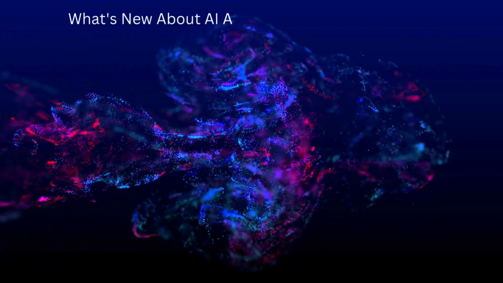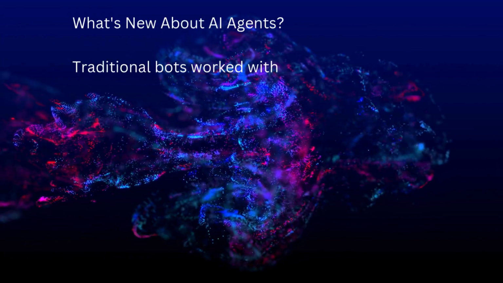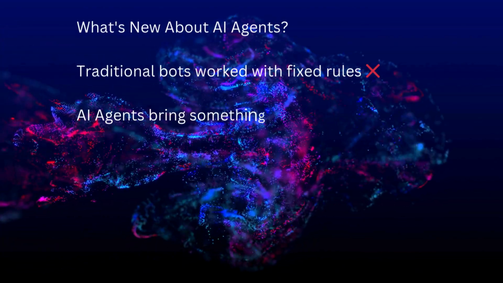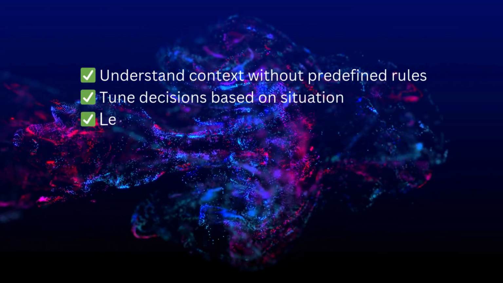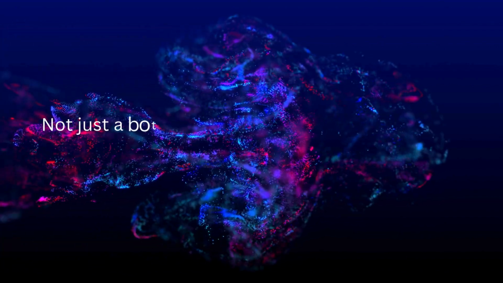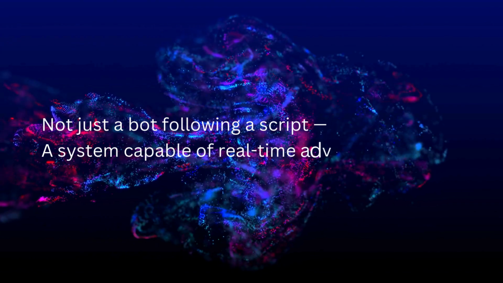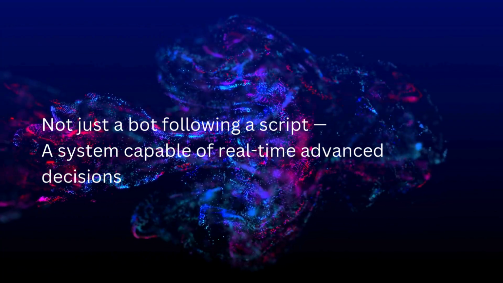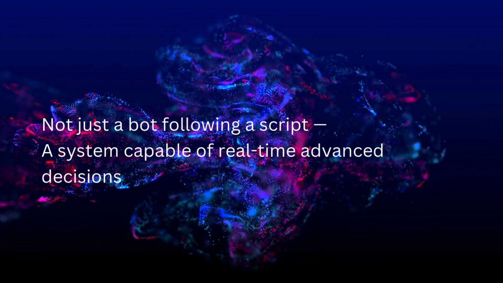The concept of software agents has existed for years, but what makes today's AI agents genuinely new and exciting is this: they don't need predefined rules, they understand context on their own. They can tune their decisions based on the specific situation they are in, and they learn and improve from every interaction. You are not just getting a bot that follows a flowchart. You are getting a system that is capable of making advanced, intelligent decisions in real time. That is a massive leap forward.